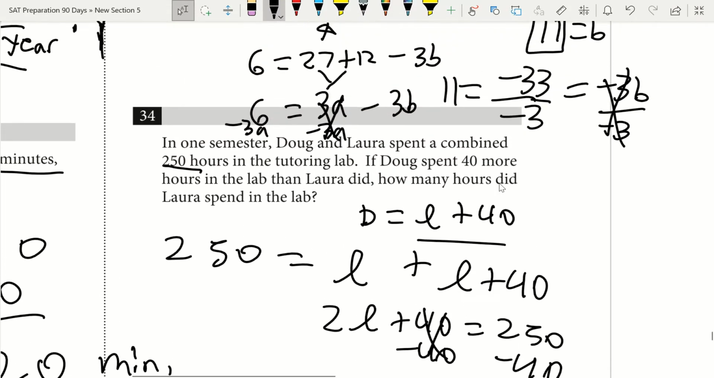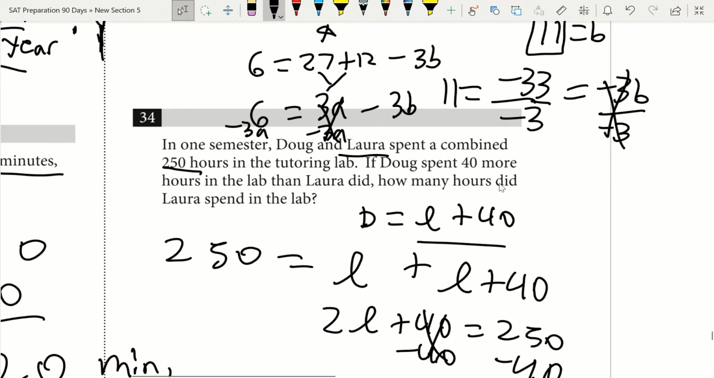I have one tip here. This is a tip that pretty much works for the no calculator and the calculator section, so just pay attention here. Anytime I'm asked for a combined situation like this, and I'm asked to solve for how many hours Laura did, or whatever variable I'm asked to solve for, make sure that we solve for that first. Don't solve for Doug first, because then we have to do an extra step. Make sure we solve for whoever we're asked to solve for first.